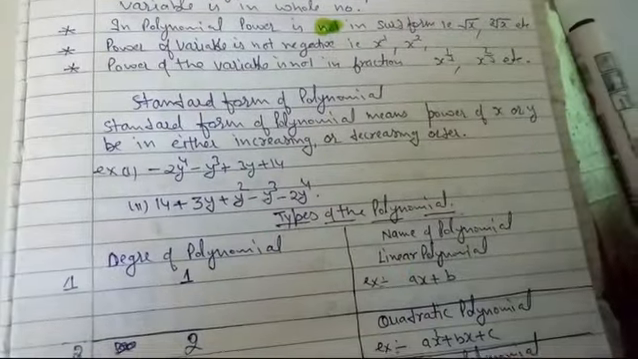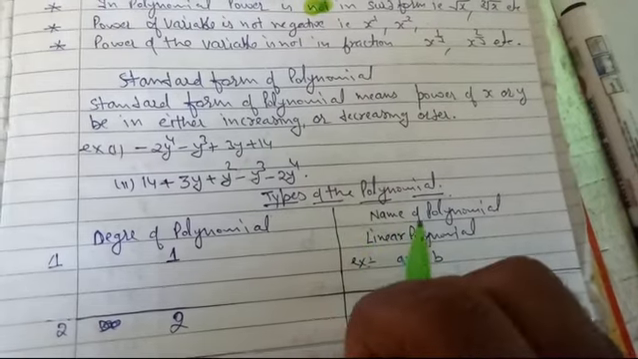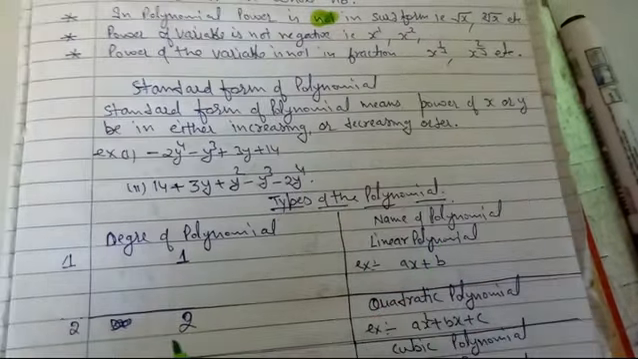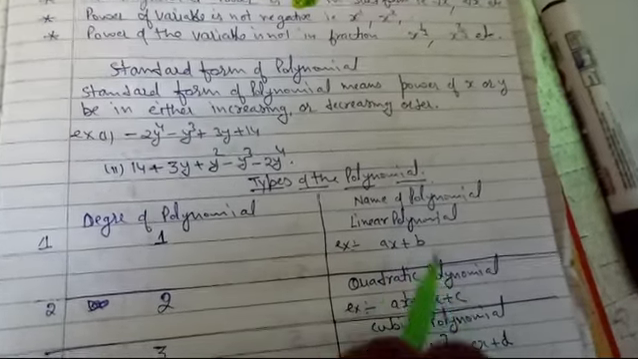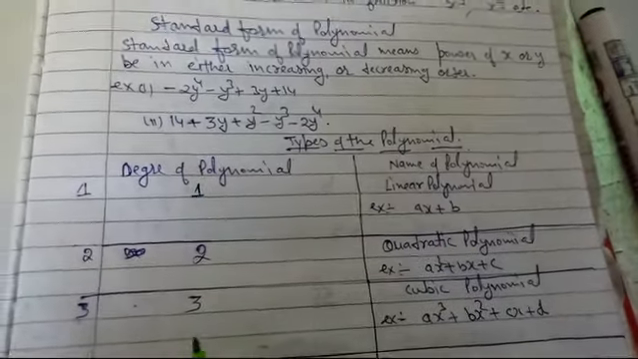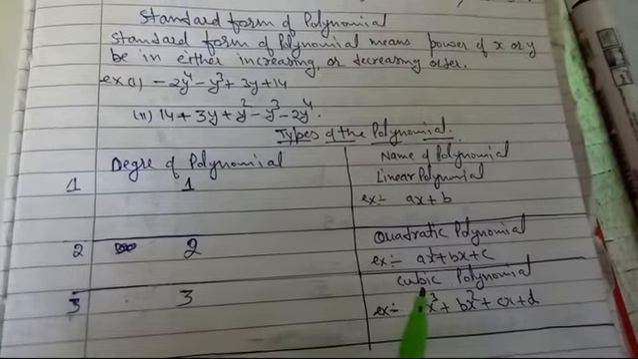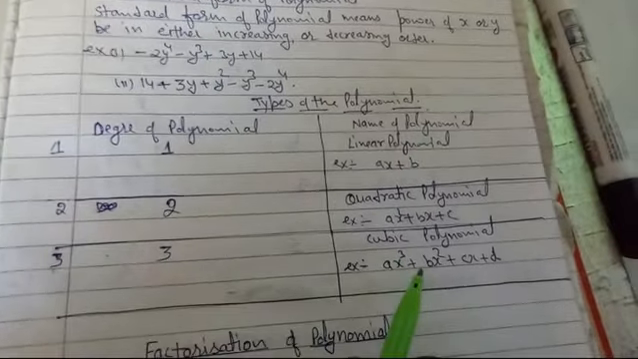Now the types of polynomial on the basis of degree. If the degree is 1, then that type of polynomial is known as a linear polynomial. If the degree is 2, then that polynomial is known as a quadratic polynomial. These are the examples. If the degree is 3, then that is a cubic polynomial like this.